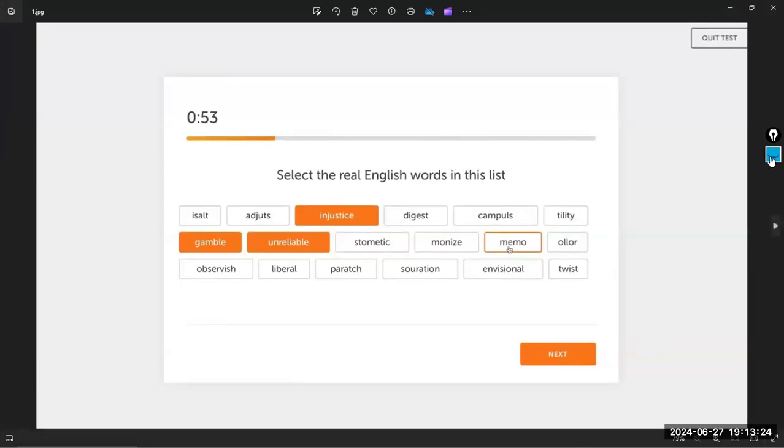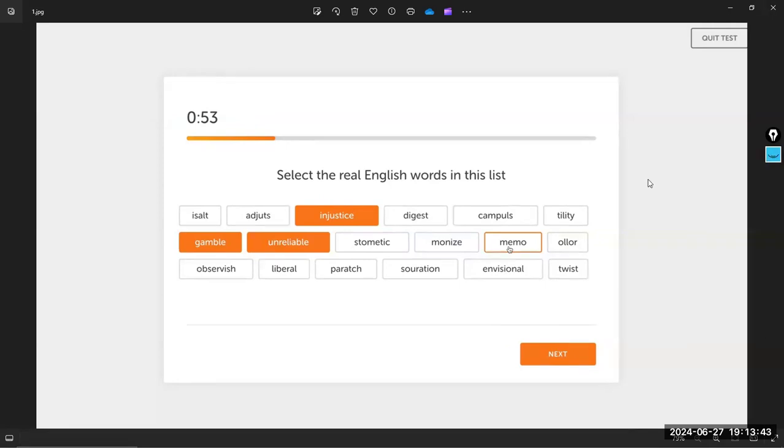So it's like this. Immediately, while selecting the correct word, you notice that it turns orange, and these are the words that you don't want to select. They will be the same. You have only 1 minute to select the real words. When you finish, you have to press next.